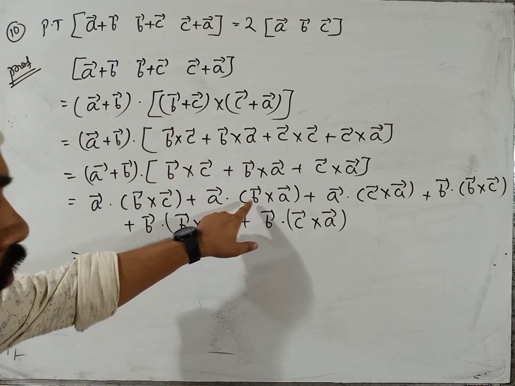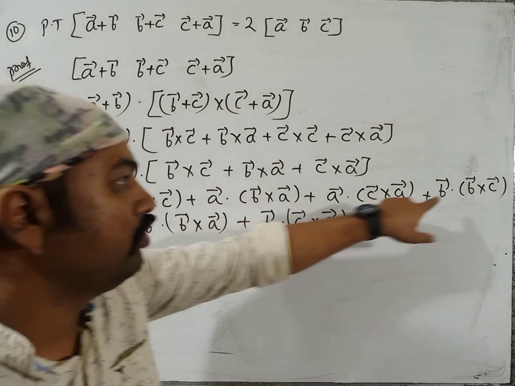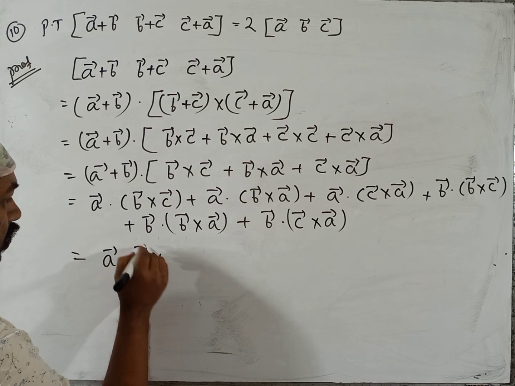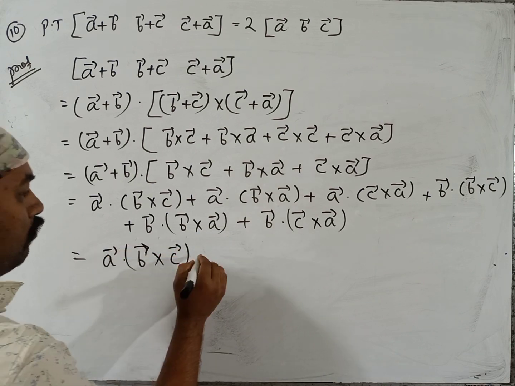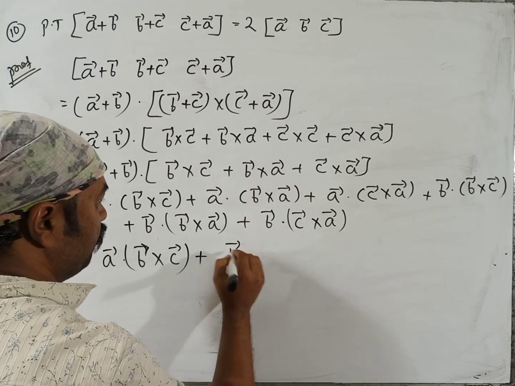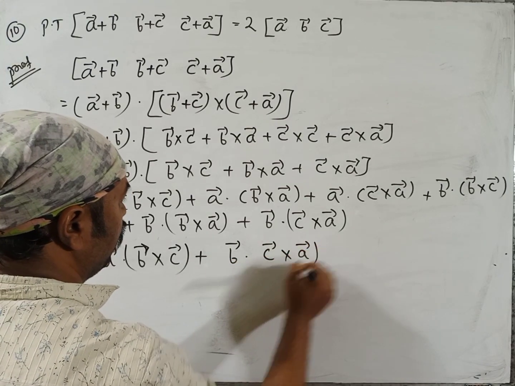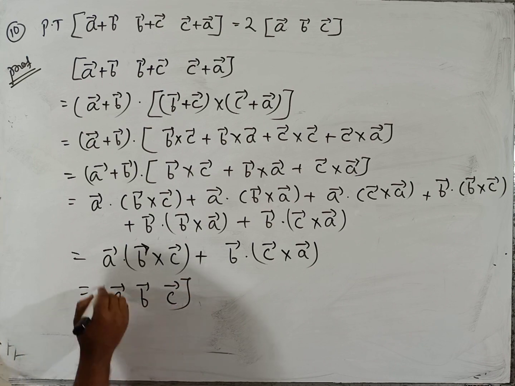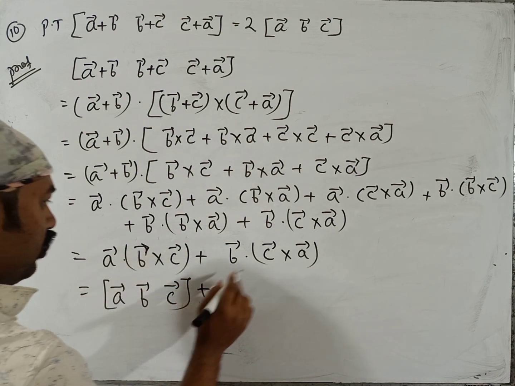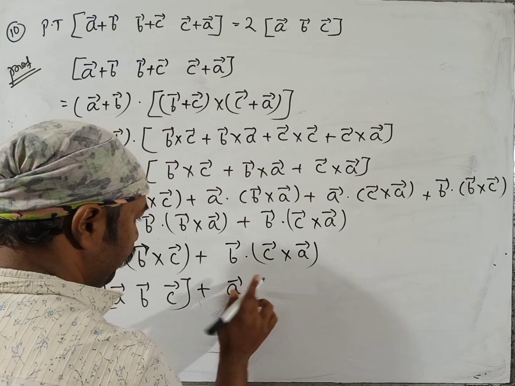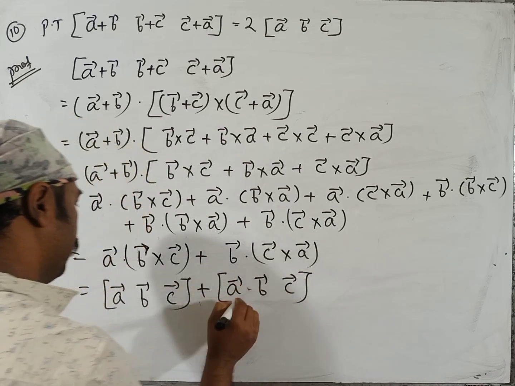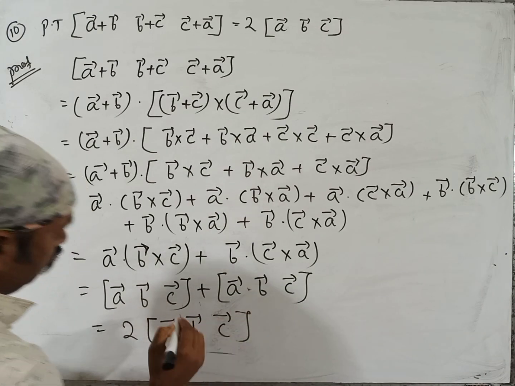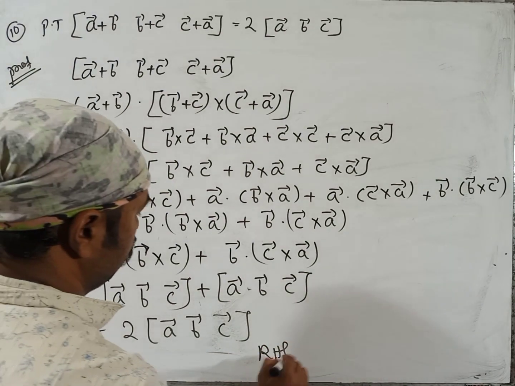Then the value of A vector dot product with A vector cross B vector is 0, and similarly the other such terms are 0. So the remaining terms are here: A vector dot B vector cross C vector plus the last part is here, B vector dot product with C vector cross A vector. It is none other than the same scalar triple product, hence which is the right hand side or the required solution.